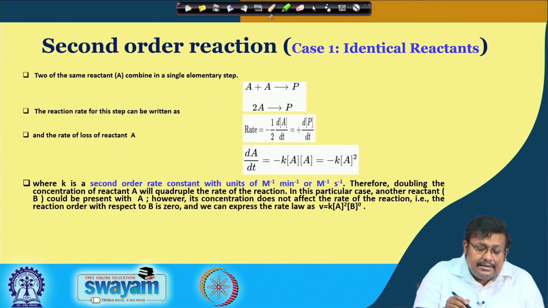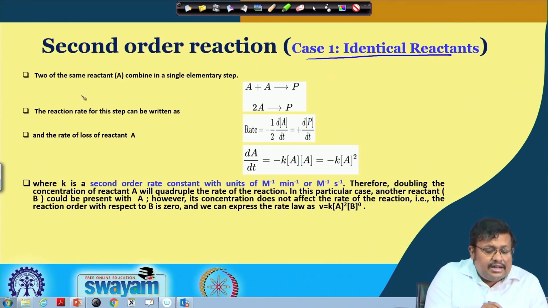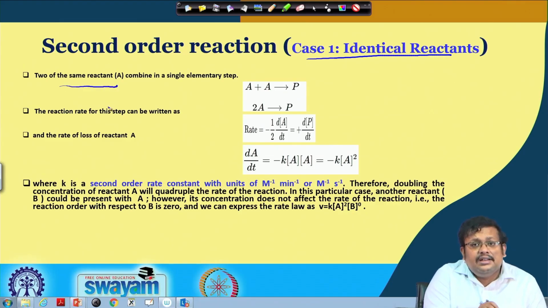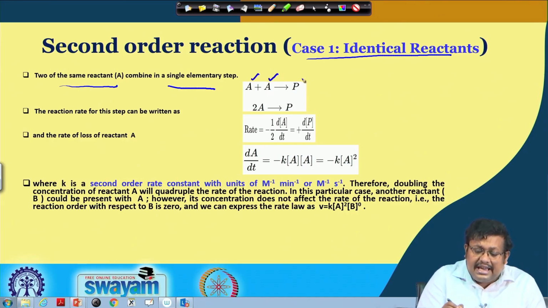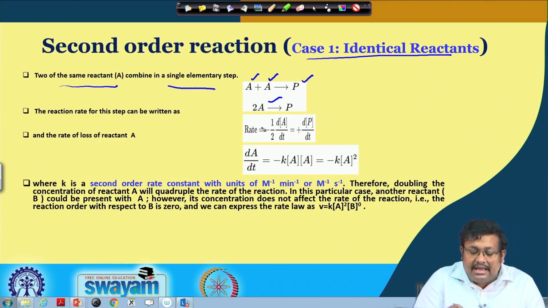Now, let us consider the second order reaction for a case 1 where the reactants are identical. Okay. Now, if we consider two of the same reactant, both of them are A, basically combined in a single elementary step. So, you can see here A, when we combine with another A, will ultimately give the P. So, basically 2A equal to P. The reaction rate for this step can be written as minus half dA by dt equal to plus dP by dt. Okay.